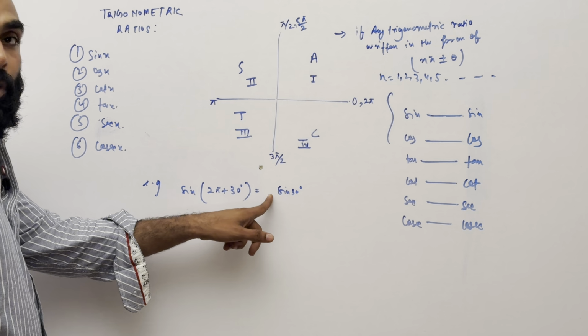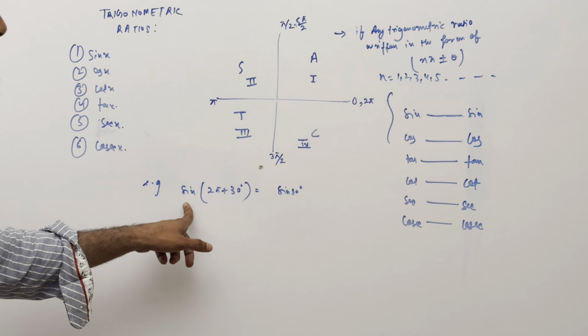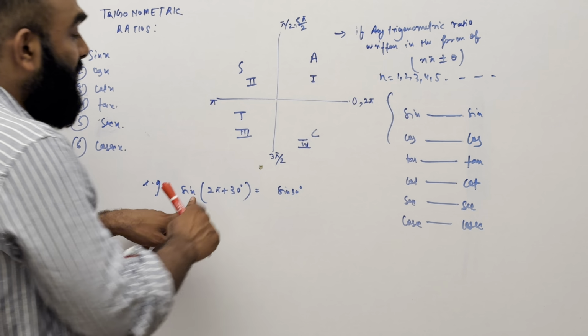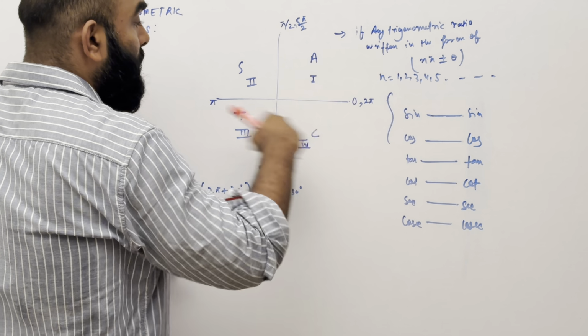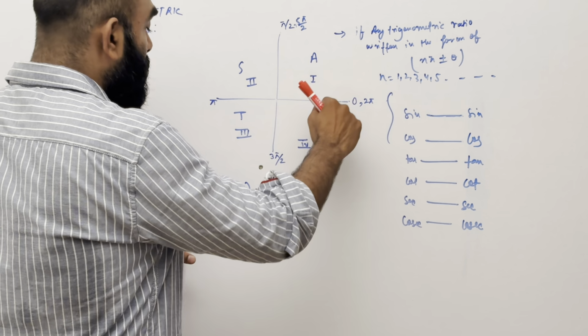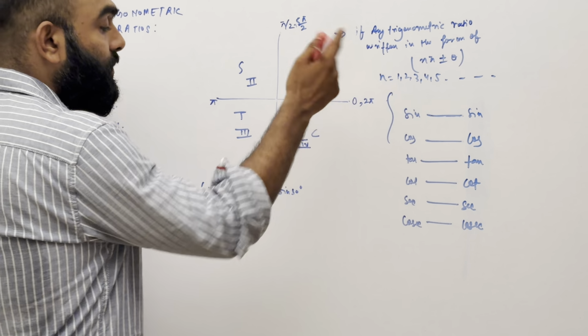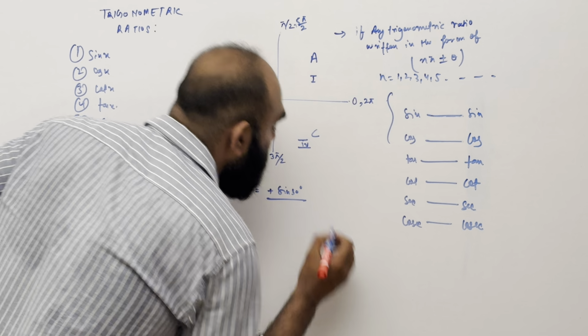Here plus and minus will come. Who will decide? Again, sine will decide. Look at which quadrant sine of 2 pi plus 30 degree is in. 2 pi means here 1 pi, 2 pi, and plus 30 degree means first quadrant. In the first quadrant all are positive, so it is plus sine 30 degree.